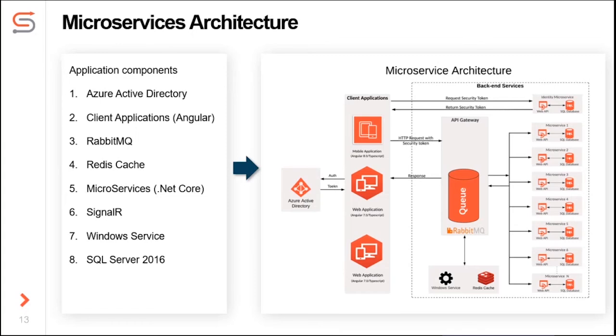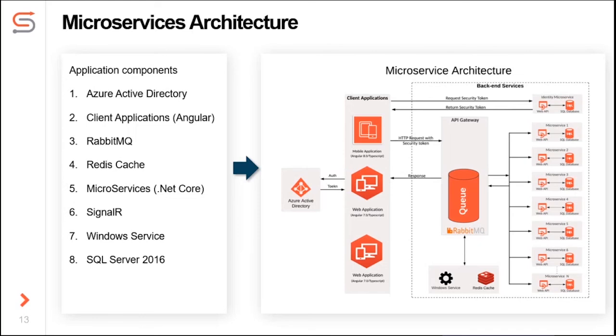We also used Redis Cache to help improve performance and scalability of the application. And it is an open source in-memory data structure store. And then the heart of it was the different microservices, and they are designed for each different kind of module and domain of the application. And it has its own dedicated SQL Server 2016 component. And those microservices were developed in .NET Core 2.1.